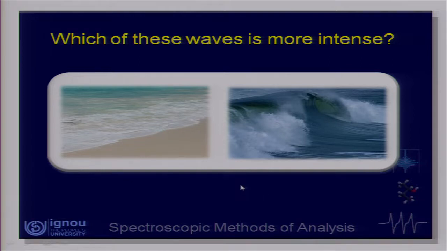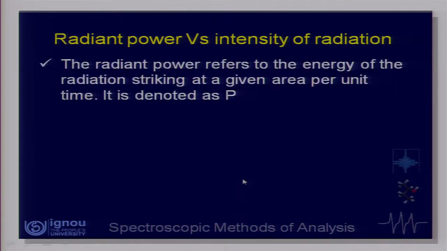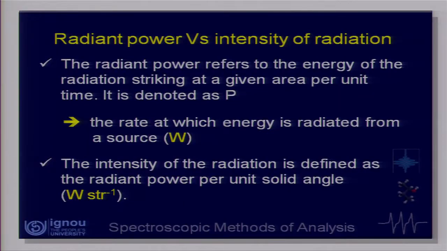Okay. Now, coming back to our context of electromagnetic radiation, we have to talk about two very important terms here. One happens to be the radiant power, and second happens to be the intensity. Let us try to understand what these are and how we differentiate between the two. The radiant power basically refers to the energy of the radiation which is striking at a given area per unit time, and is denoted by P. We will be using it very often. Since it is a radiant power, it is measured in terms of watt. That is the unit for this.